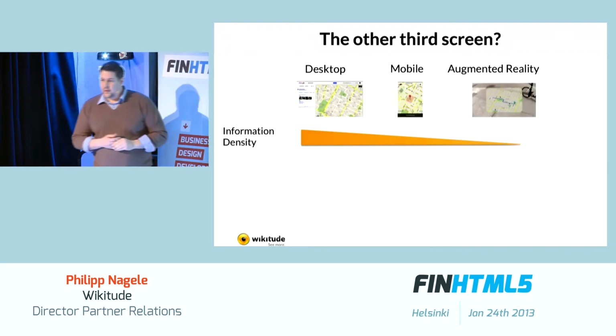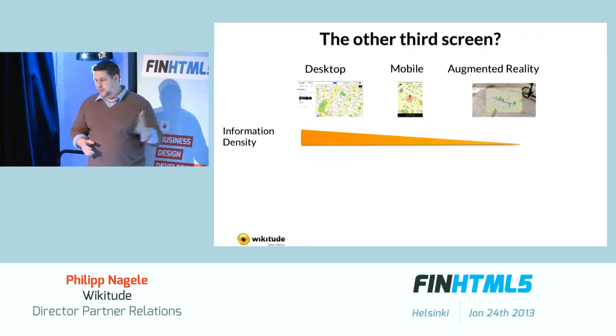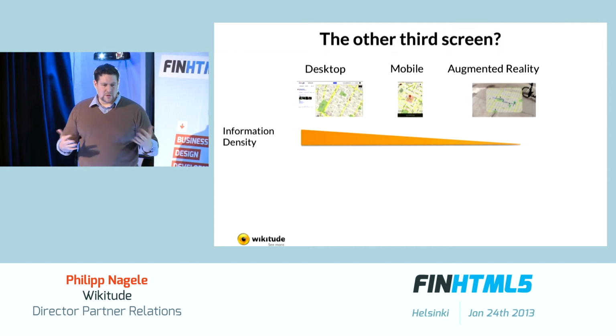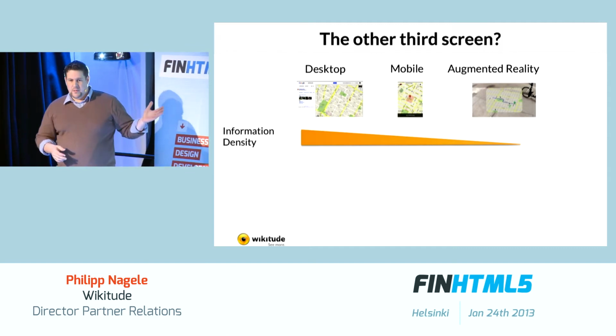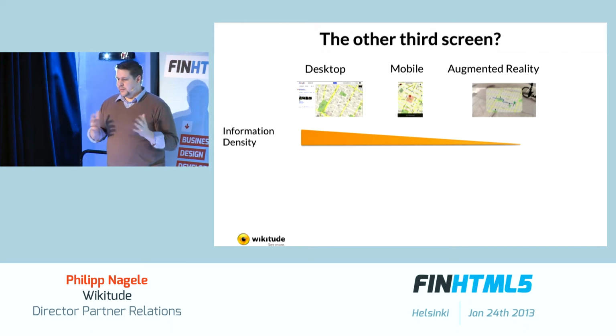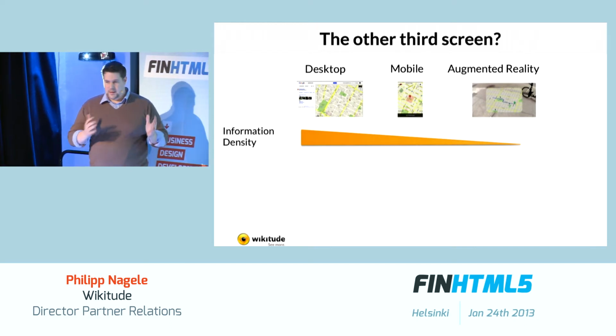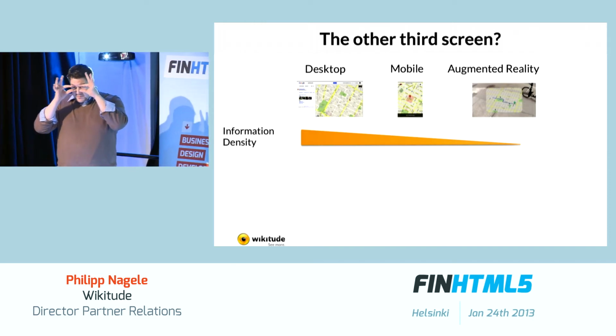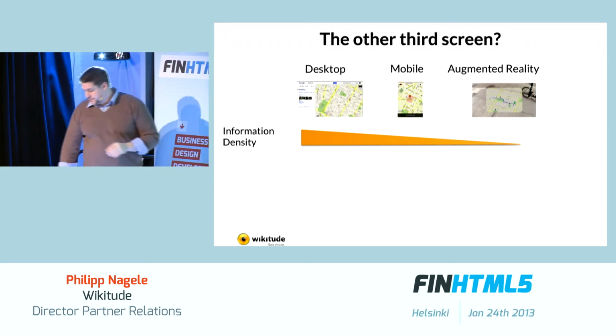And if you're comparing the information density on all those three screens, and by information density, I mean how much information is presented to the user at the very same time. On the desktop, obviously, that is quite a lot. On the mobile, still acceptable. And on an AR view, it's very, very little at the very same time, just because you don't have a lot of space in front of your eyes.